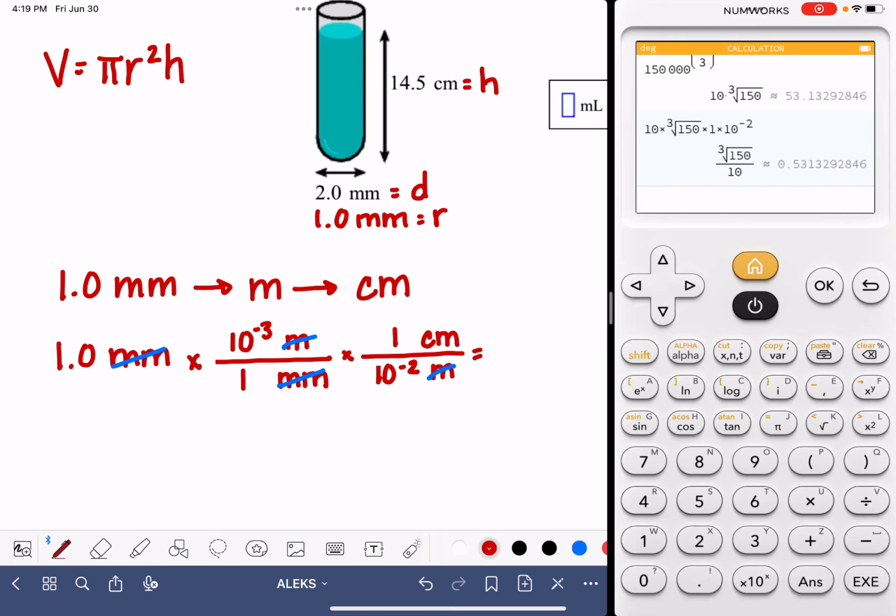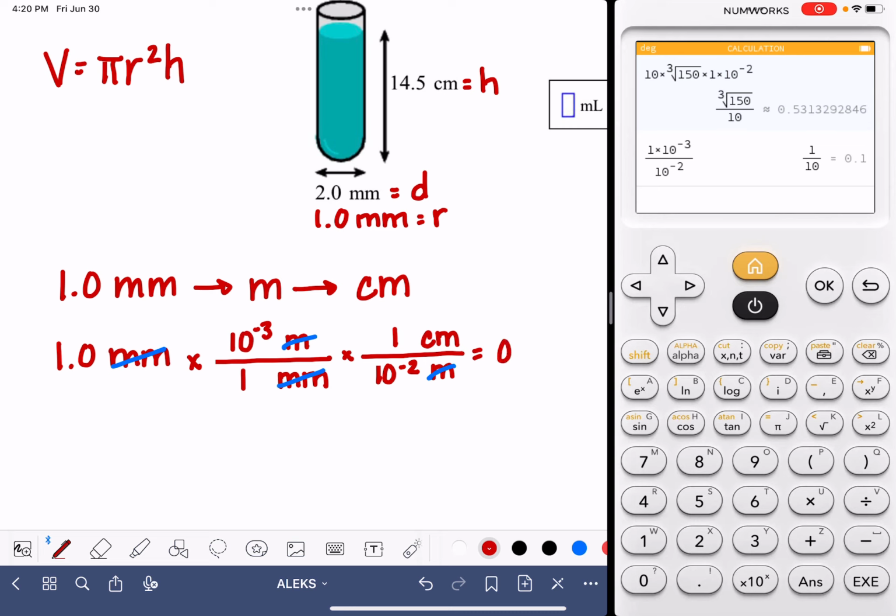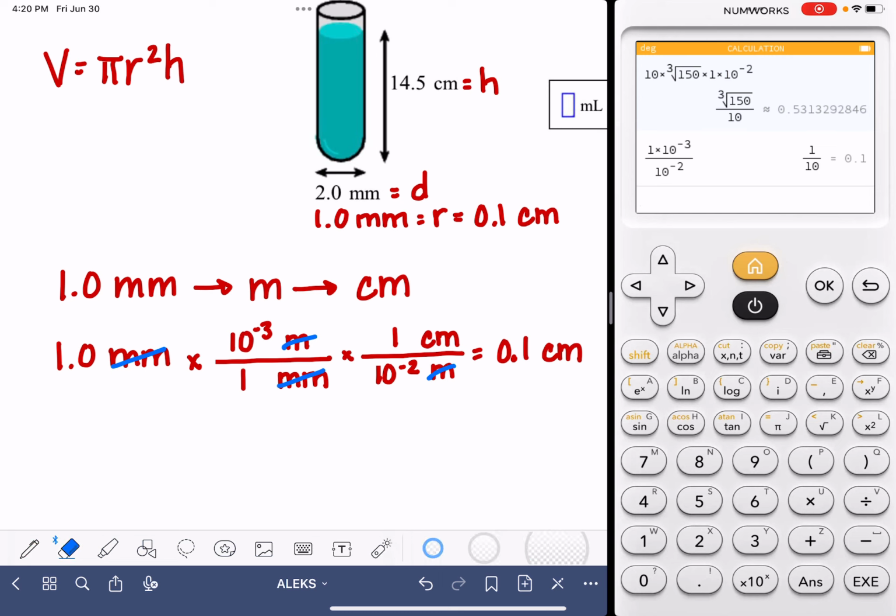If you'd like, we can do this on the calculator, because sometimes students are a little unsure about what to do with these exponents in the numerators and denominators. I'm going to go across this equation. I have 1.0 times 10 to the minus 3, divided by 10 to the minus 2. That gives me an answer of 0.1, and my unit is centimeter. So now I have my radius in units of centimeters. My height is also in units of centimeters.